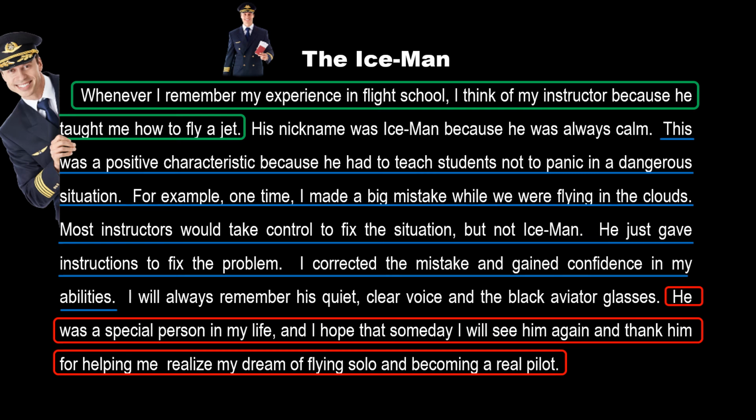The supporting sentences in this passage are, "This was a positive characteristic because he had to teach students not to panic in a dangerous situation. For example, one time, I made a big mistake while we were flying in the clouds. Most instructors would take control and fix the situation, but not Iceman. He just gave instructions to fix the problem. I corrected the mistake and gained confidence in my abilities." These sentences are the supporting sentences, which give further ideas about the topic sentence.